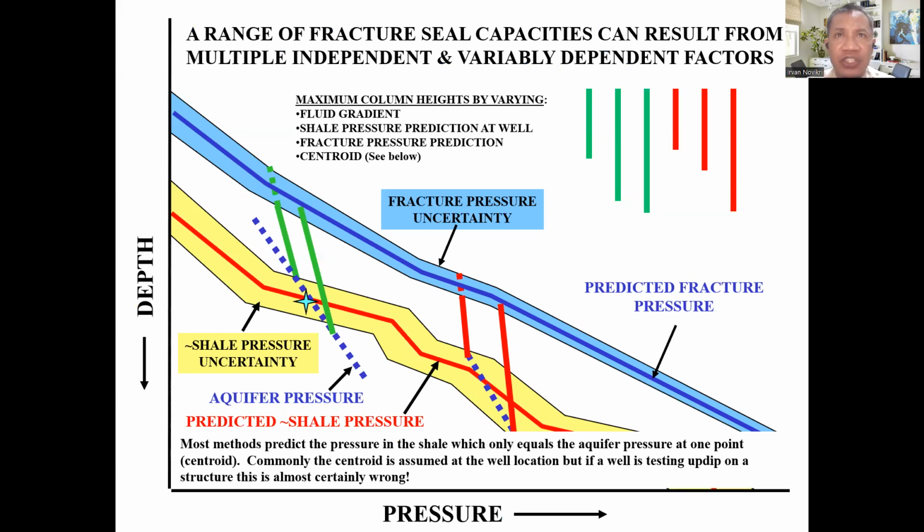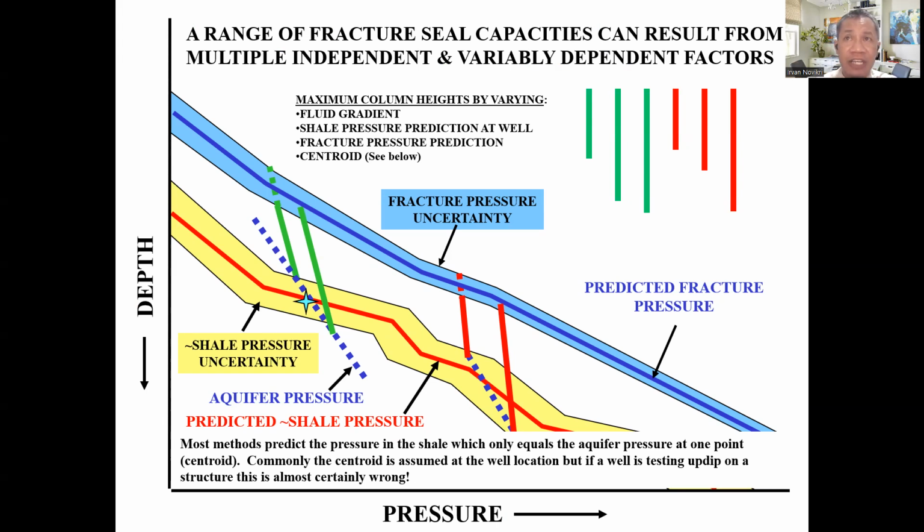A range of fracture seal capacities can be achieved due to variation vectors that are both independent and dependent on each other. This can influence the ability of a fracture to seal, which is important for understanding the behavior of fluid flow in the subsurface, and emphasizes the complexity and variability of these factors, highlighting the need for careful consideration when predicting fracture seal capacity.